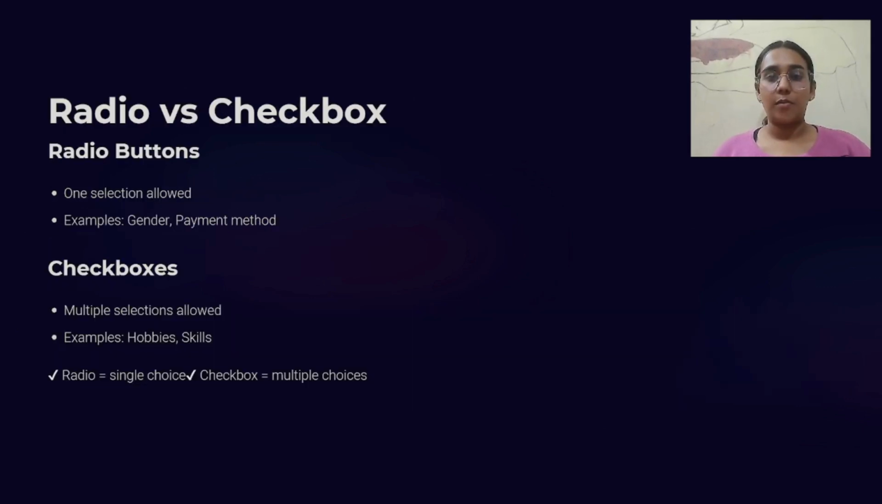Radio versus checkbox. This is the next slide. Radio buttons allow only one choice, like selecting gender, male or female. Checkboxes allow multiple choices, like selecting interests or hobbies, which can be multiple, as we know. So, radio is for single choice and checkbox is for multiple choice.